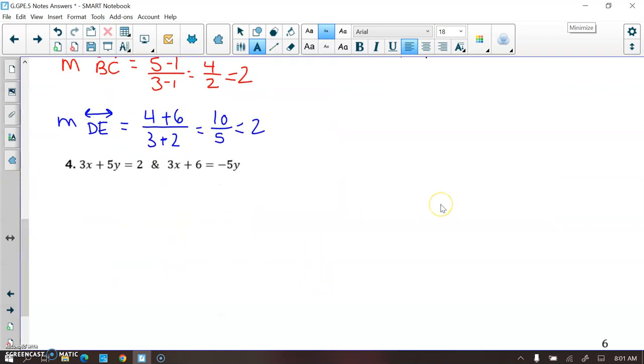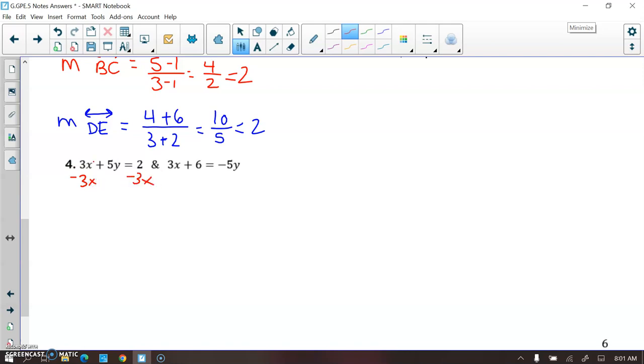And then our last problem on this set of problems is number 4. I'm going to solve each of these equations for y. So my first equation, I'm going to subtract 3x from both sides. I wind up with a 5y is equal to a -3x plus 2. I then divide by 5 on both sides to get y is equal to -3/5 x plus 2/5.